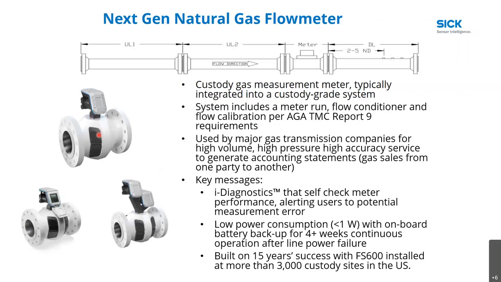It's very low power, less than 1 watt. It has an option for a backup battery so that if you lose power to the meter, the backup battery takes over and can run the meter for approximately up to 4 weeks, depending on how much I/O you have configured. And of course, it's built on the original 600 classic meter with just some extended technology now.